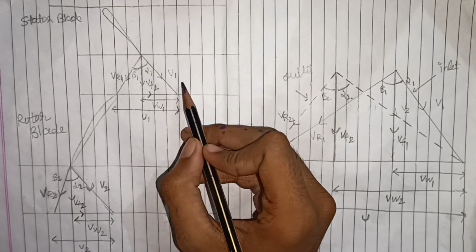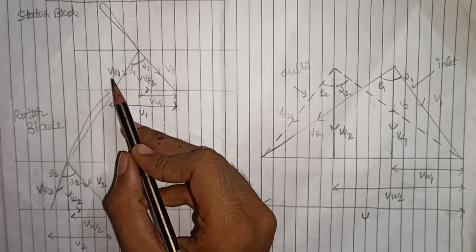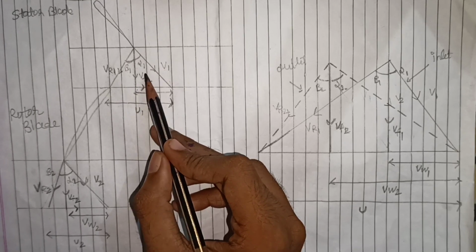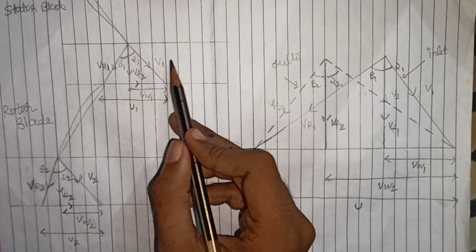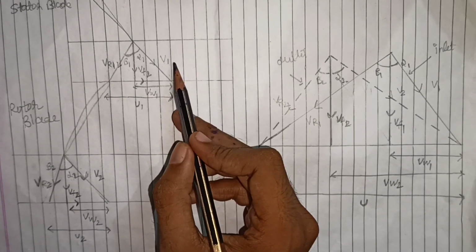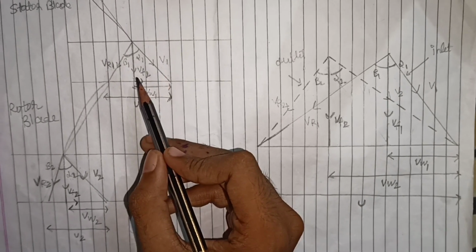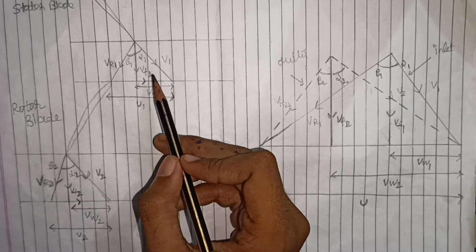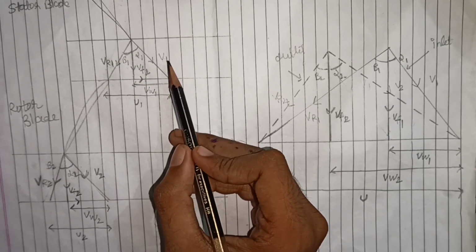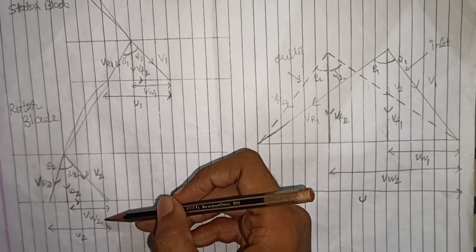Here V is the absolute velocity, U is the velocity of the blade, VR is the relative velocity, VF is the vertical component, that is, the flow component of the absolute velocity, and VW is the horizontal component, that is, the work component of the absolute velocity. Alpha is the angle between the absolute velocity and the flow component, and beta is the angle between the flow component and the relative velocity. Subscript 1 is used for the inlet velocity triangle and subscript 2 is used for the outlet velocity triangle.